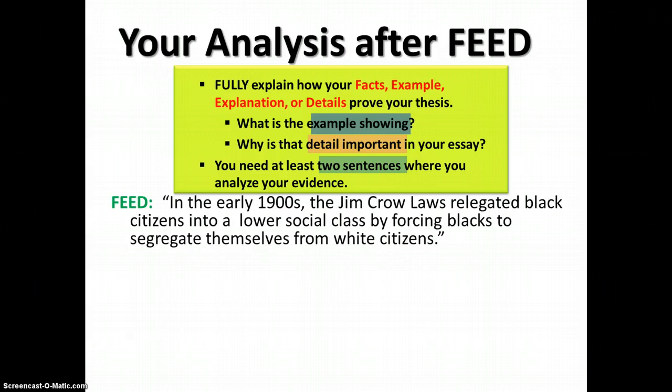So if your evidence is, "In the early 1900s, the Jim Crow laws relegated Black citizens into a lower social class by forcing Blacks to segregate themselves from white citizens," we have to think about how that feed statement can be elaborated on. How can we really show what the example is showing? And why is that detail important? And we're going to do this in at least 2 sentences.